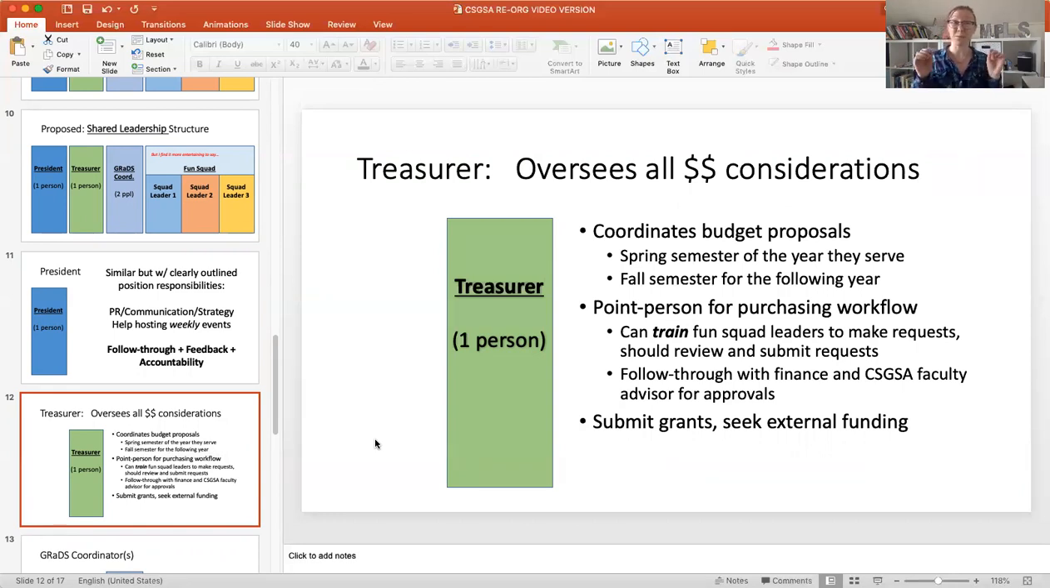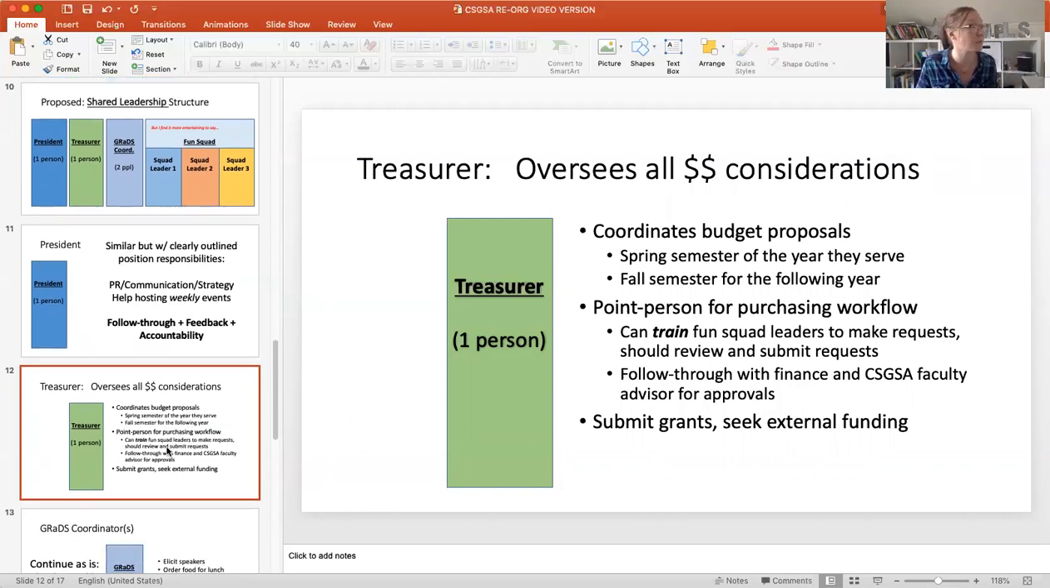So this role is going to be really awesome for somebody who likes money and likes figuring out how to make money move around and how to get more money. Really excellent practice if anybody is interested in either industry or faculty positions, because we always have to deal with these budgetary concerns.